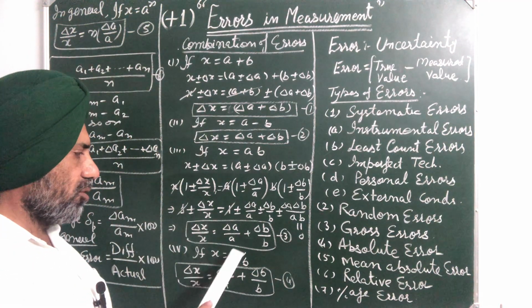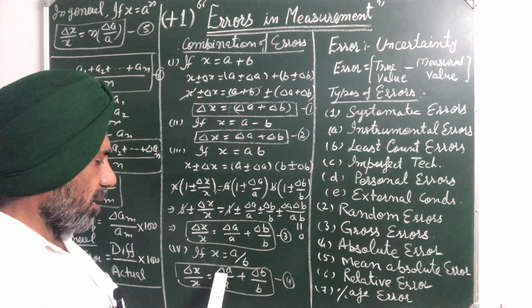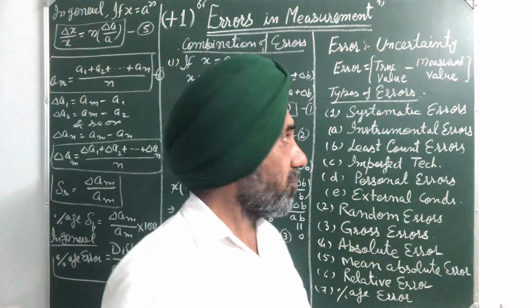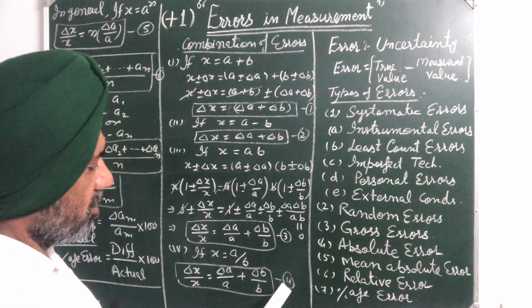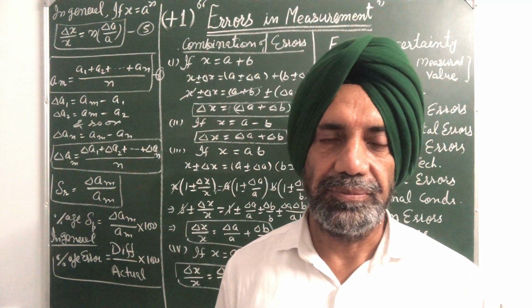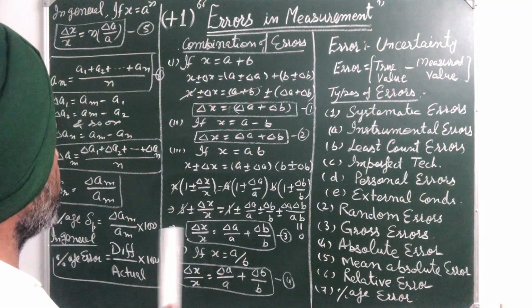Similarly, we can prove if x equals a upon b. In the same way, delta x upon x will come out to be delta a upon a plus delta b upon b. It is very clear from these four cases that errors are always added. Errors are never subtracted. So errors are always added.